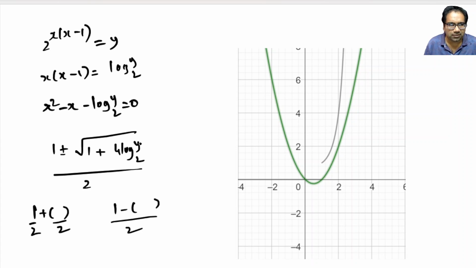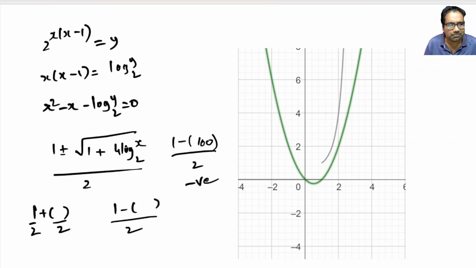Let us take both the cases, 1 plus something and 1 minus something. When we talk about the inverse, we'll call this x only; x or y doesn't matter. When x becomes very large, then 4 log x will keep becoming big, and the square root will keep becoming big. So 1 plus a big number by 2 will keep increasing and be greater than 1. But on the other hand, 1 minus this, when x is very big, 4 log x to the base 2 will keep growing. So 1 minus some big number, let's say 100, by 2 is a negative number.